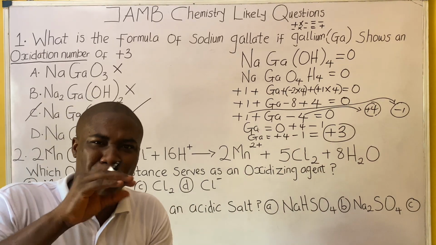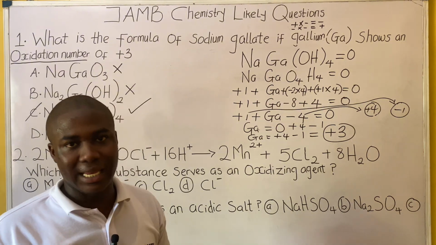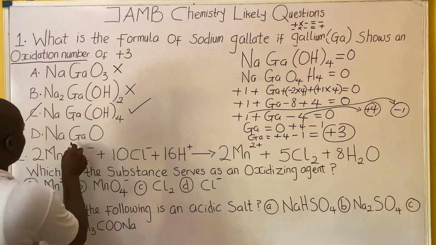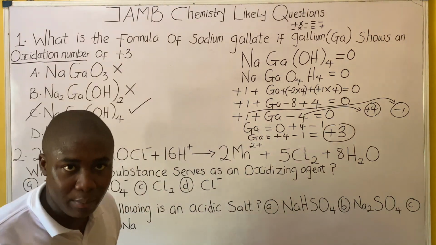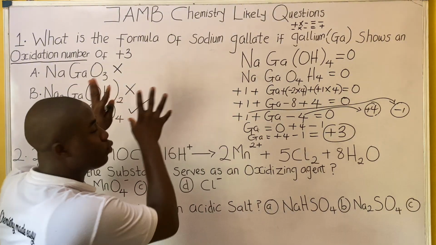I believe you understand the rudiment to which oxidation number is being calculated for elements in a compound. It is very simple. So your own task for me is to calculate for the oxidation number of gallium here and tell me the answer. So here are your own take-home assignments on this question 1.